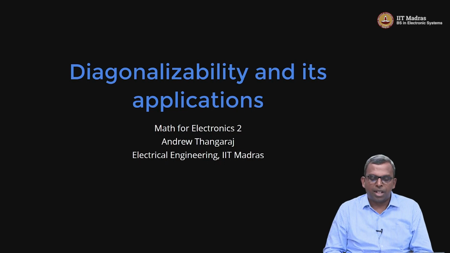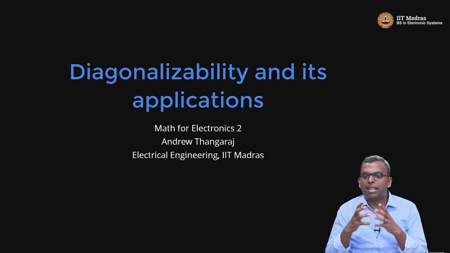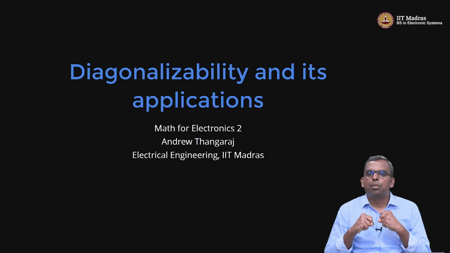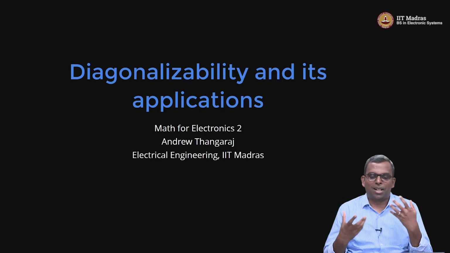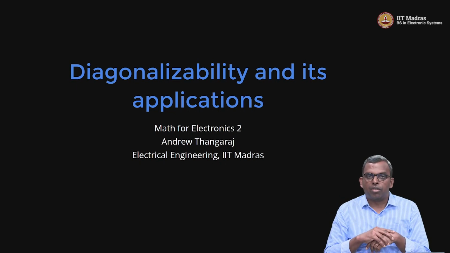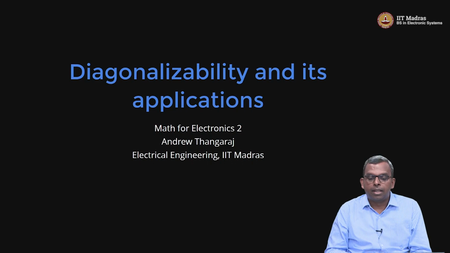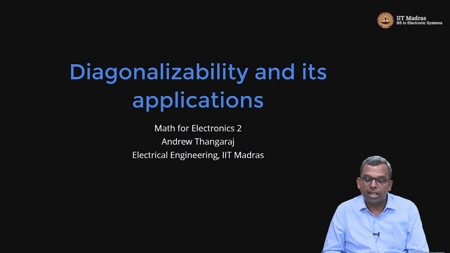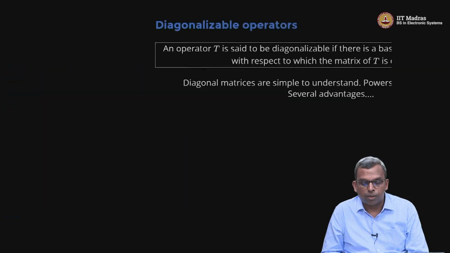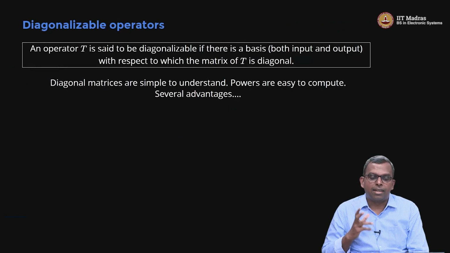So, we're going to continue our study of eigenvalues and eigenvectors, and I started the introduction saying that diagonal matrices are very simple and a more general matrix can be made to look like a diagonal matrix using eigenvalues and eigenvectors. So, we're going to study that specific idea in this set of lectures: diagonalizability and its applications. Okay. So, what are diagonalizable operators?